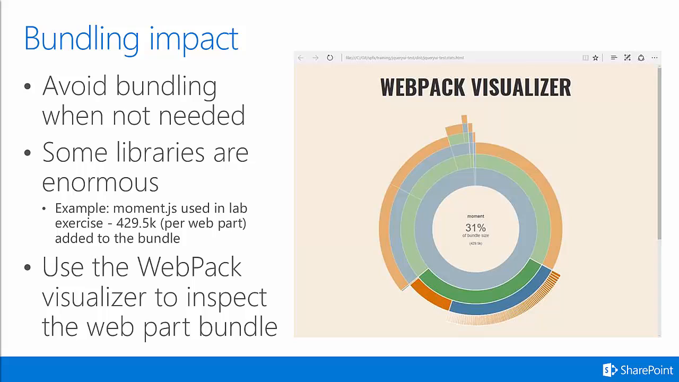You want to avoid bundling when it's not needed, because some libraries are enormous. The Moment one is a good example of that. It's 429.5K per web part that gets added to the bundle. So it may be a good idea to not bundle that one with the particular web part if you happen to be using that web part in a lot of different places on the same page. The Webpack visualizer here, as I mentioned before, can be very helpful for you to inspect your bundles to see where you can make improvements.